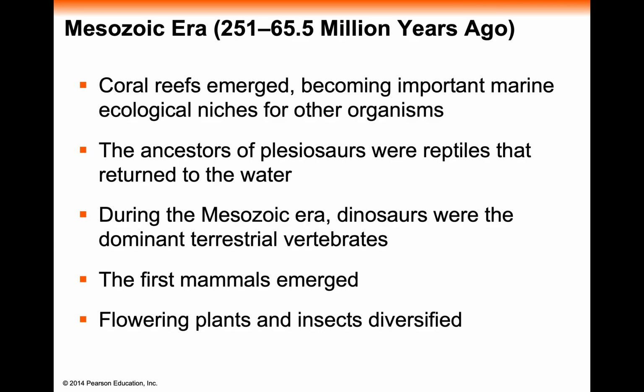And so during the Mesozoic era, dinosaurs were the dominant terrestrial vertebrates. So, we have animals move on to land. Notice this is halfway through the history of animals, and that's where we're starting to get these dinosaurs. And what makes a dinosaur is actually this pivot joint in their hip.